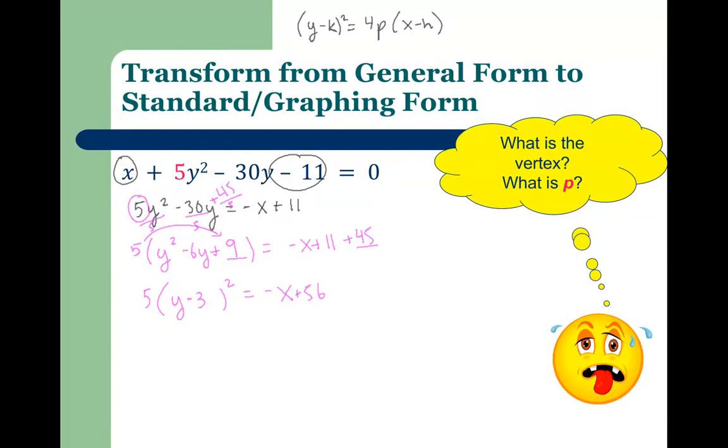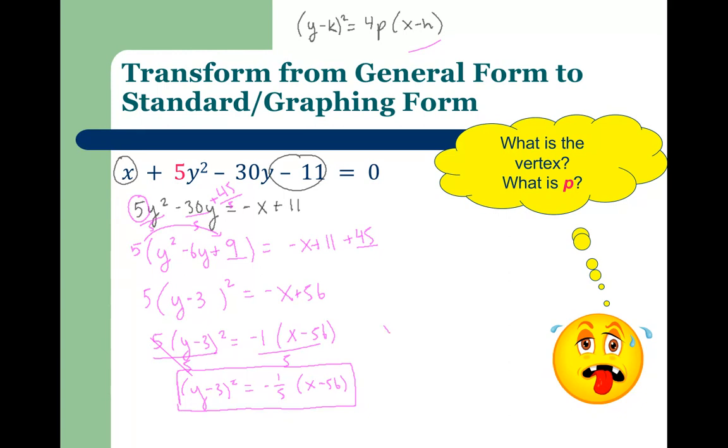So I'm close, but I'm not quite there. I don't want a coefficient in front of the squared term, and I also have this negative here that's stopping me, so let's go ahead and factor out that negative. I'm going to factor out a negative 1, and then it's going to be x minus 56, and then I'm going to divide by 5. So I now have y minus 3 squared equals negative 1/5 times x minus 56. And that is graphing form.